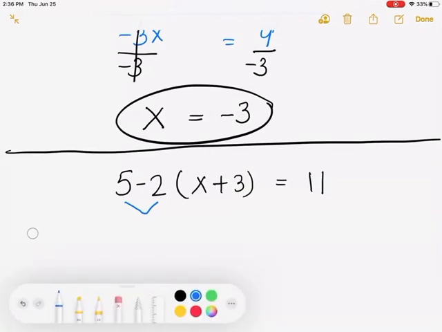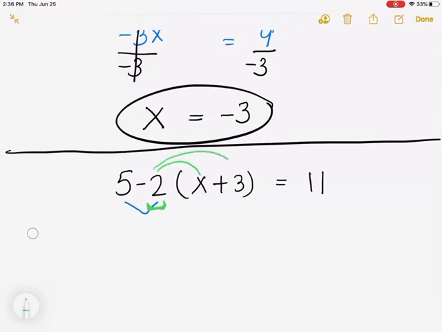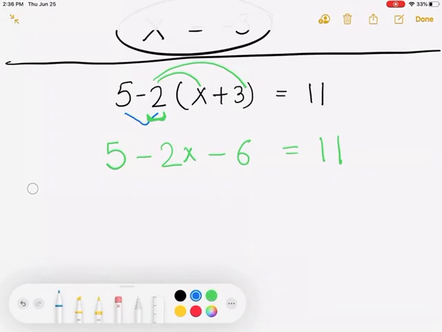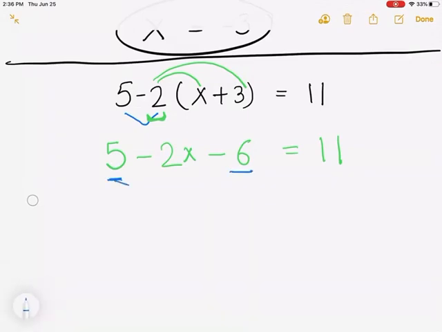Instead, I'm going to follow DCAM. So let's distribute if there is anything like that. I see negative 2 supposed to distribute to this. Okay, so 5 would stay the same. Negative 2 distributed to x is negative 2x. Negative 2 distributed to 3 is negative 6. Next, do you see any like terms you can combine? On the left-hand side, I see two like terms, 5 and negative 6. We can combine those. So negative 2x would stay the same. 5 minus 6, what is that? It's negative 1 and it's equal to 11.